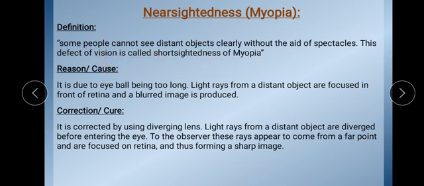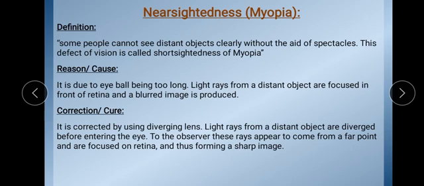What is the reason why this problem occurs in eyesight? It is due to the eyeball being too long. Light rays from a distant object are focused in front of the retina and a blurred image is produced. It means the light rays or image is not focused on the retina, instead it will be in front of the retina.